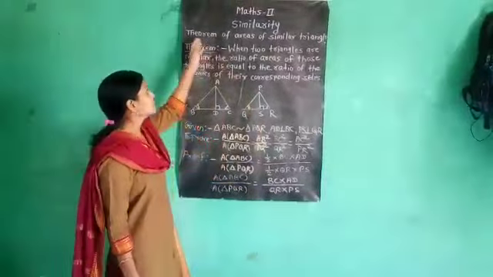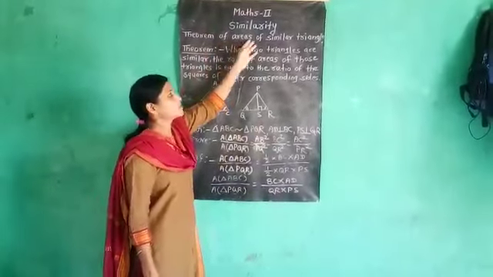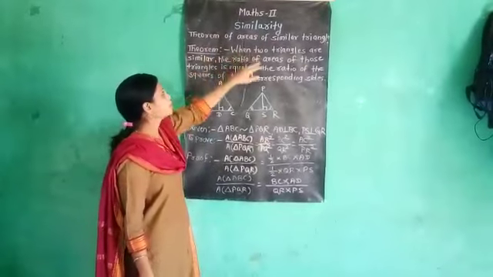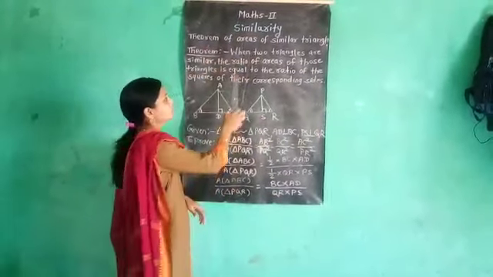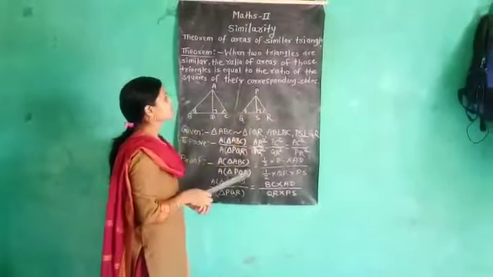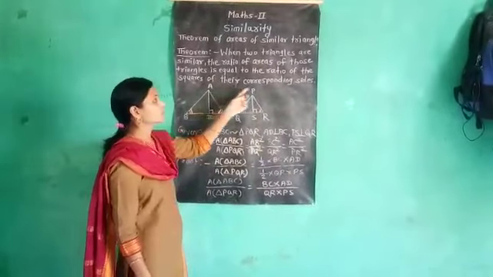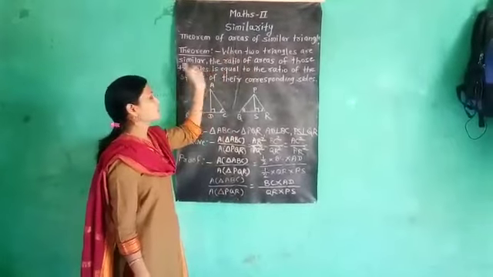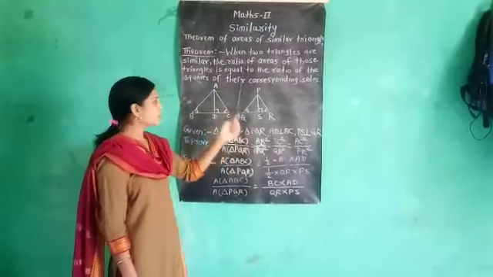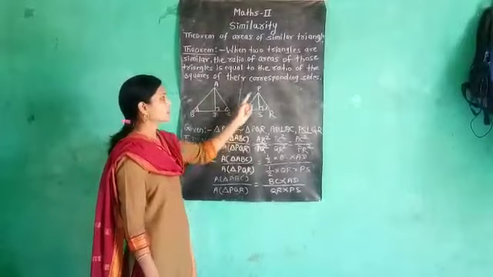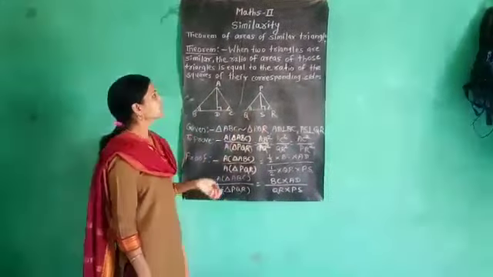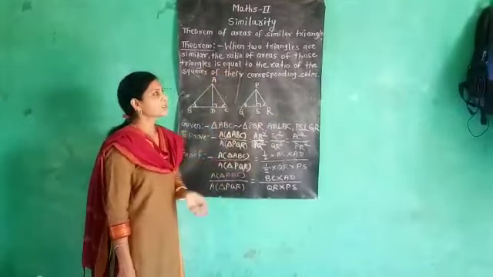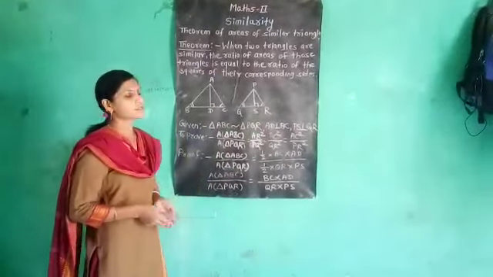Now see the theorem of areas of similar triangles. The statement is: when two triangles are similar, the ratio of the areas of those triangles is equal to the ratio of the squares of their corresponding sides. Here we draw two triangles, triangle ABC and triangle PQR. Then the ratio of the areas of those triangles is equal to the ratio of the squares of their corresponding sides.